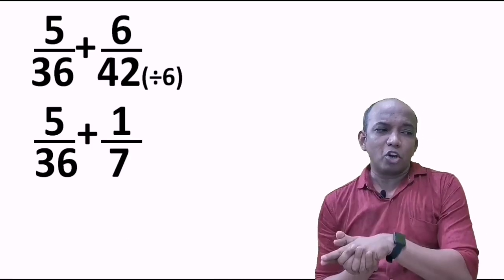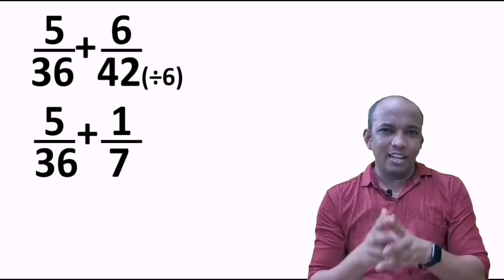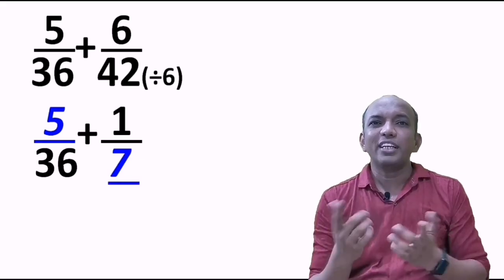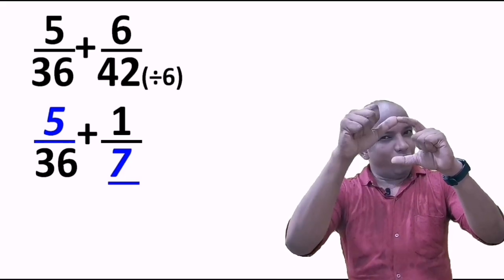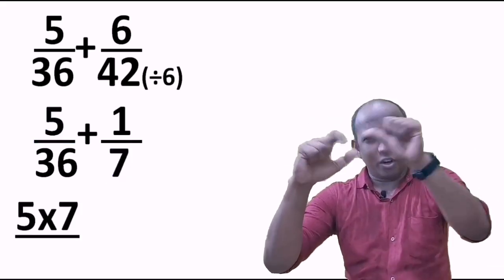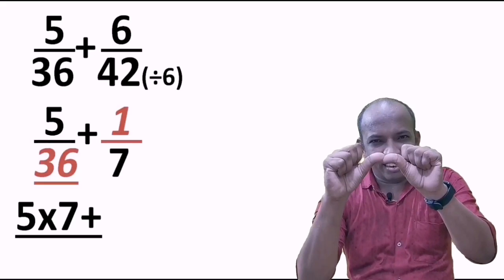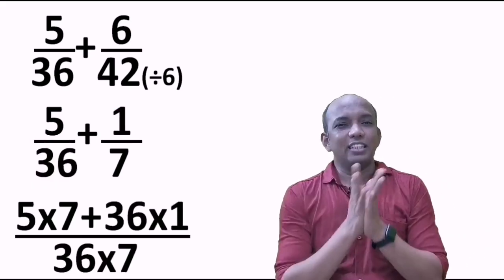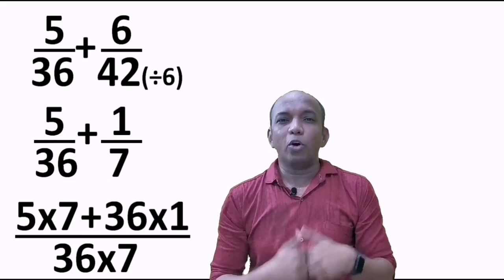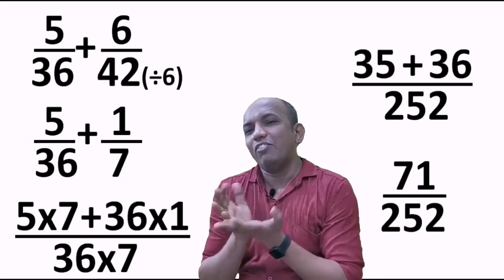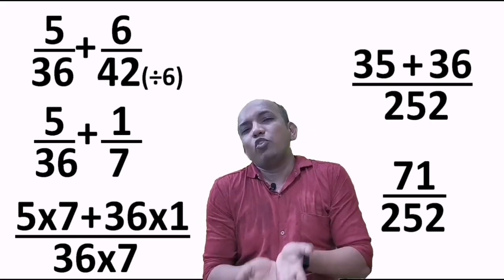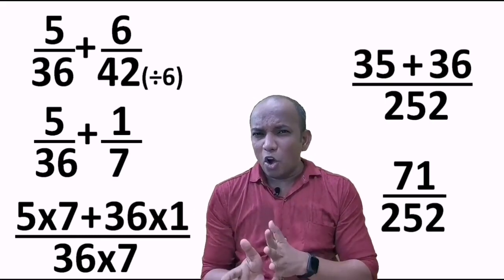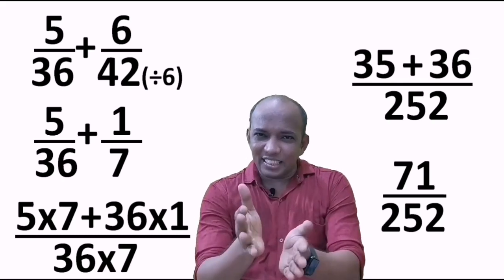And now check the smaller denominator, that is 7, right? And in 7's table, we do not get 36. Then what to do? Thumb dance. 7 into 5, 36 into 1, and then again 36 into 7, right? In this way we get the answer 35 plus 36, the whole upon 252. And when we add 35 plus 36, we get the answer 71. Isn't it right? Yes. And the denominator we get is 252, and these two numbers are not divisible by any other number, and hence that is our final answer.